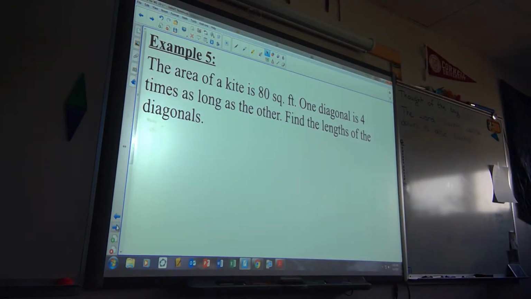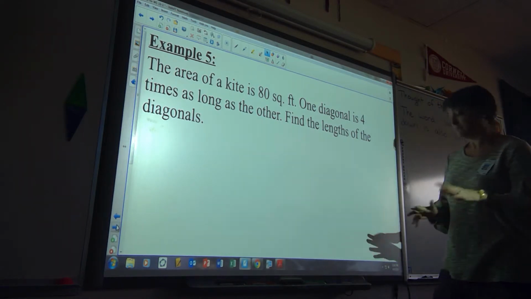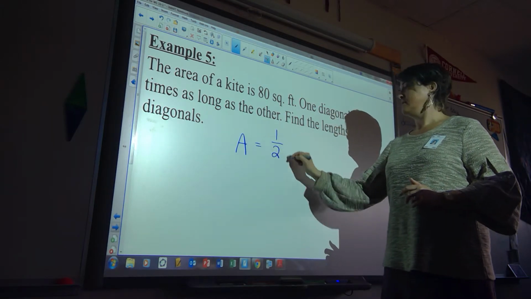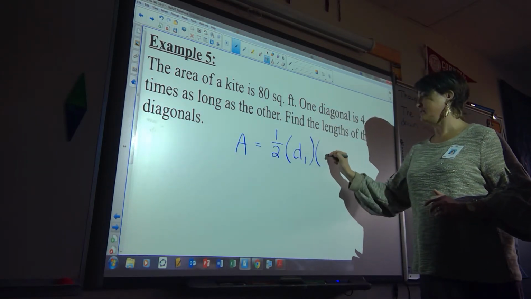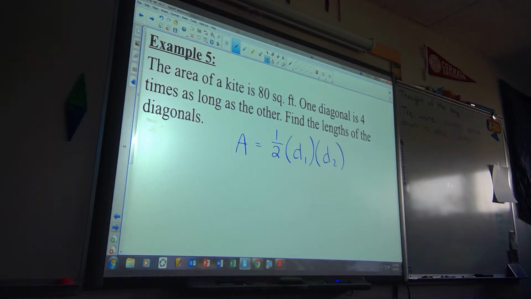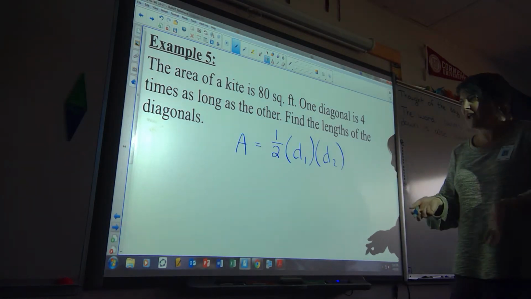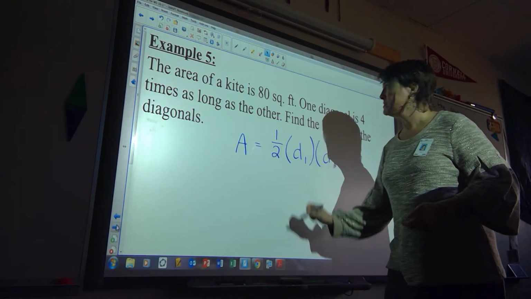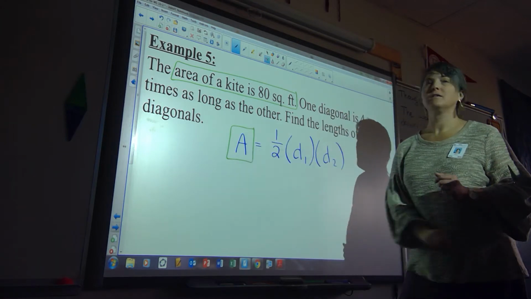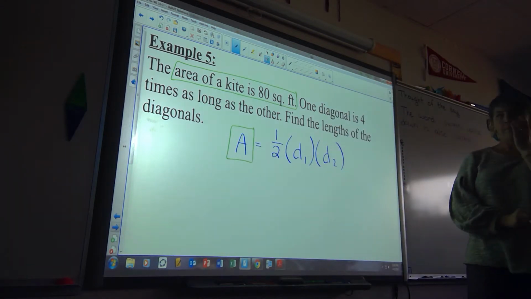The area of a kite is 80 square feet. One diagonal is 4 times as long as the other. Find the lengths of the diagonals. Okay, area is half D1 times D2. I know that much. I need to use the diagonal formula because it's telling me something about diagonals. I do know the area is 80, so I can replace that.